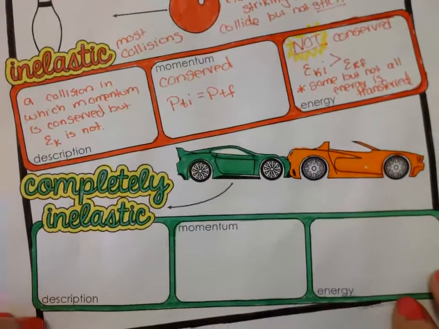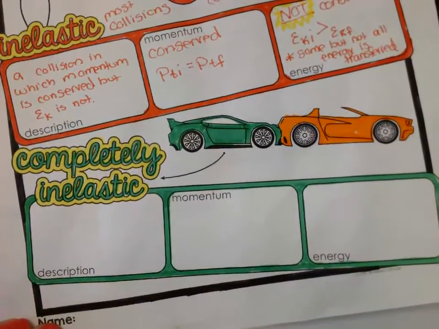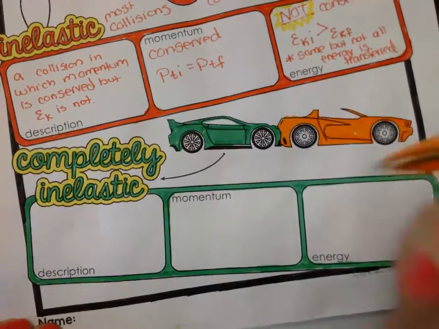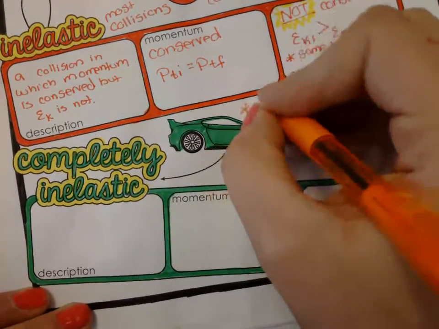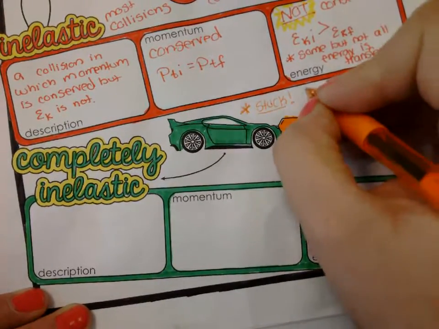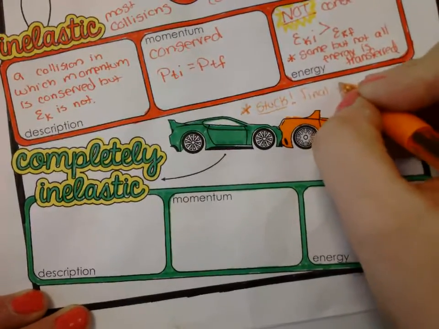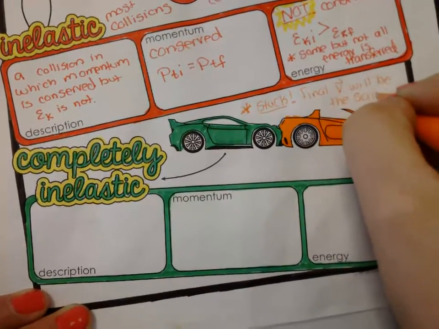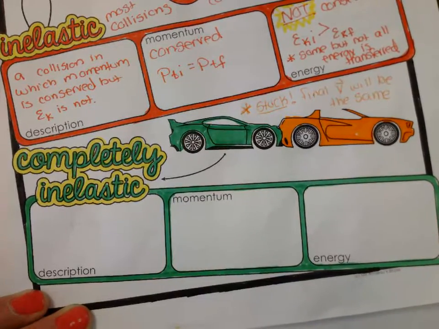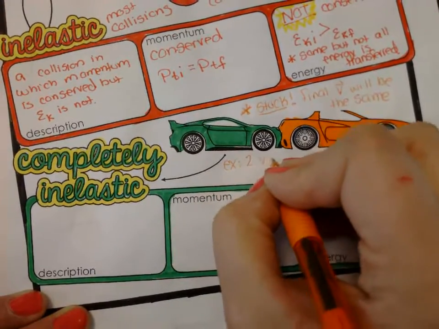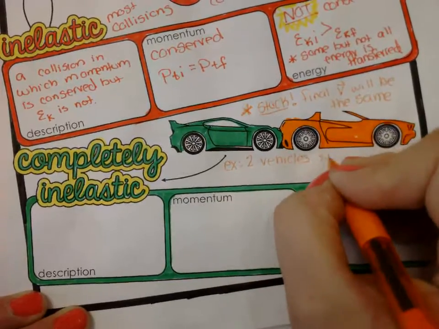The last type of collision we have is a completely inelastic collision. So in a completely inelastic collision, our vehicles will actually become stuck together. And their final velocities are going to be the same. And an example of this is two vehicles stuck after a crash.